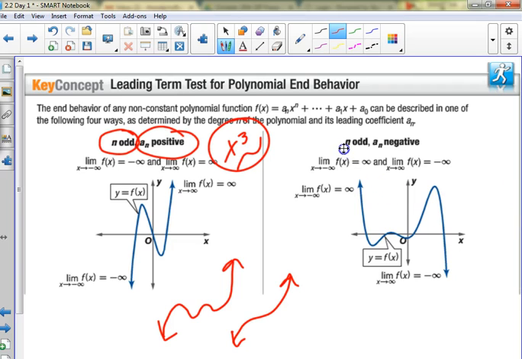All right. Odd degree, negative coefficient. What does that do? It means it's up on the left and down on the right, yes? It could be doing some other stuff in the middle. We don't know, but it's up on the left, down on the right.